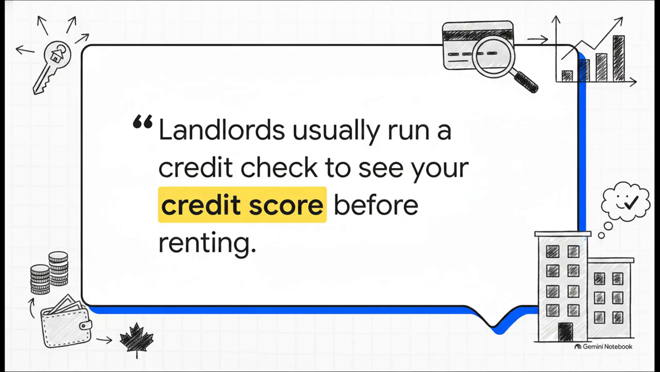They frequently embed the concept of a credit score not just in banking scenarios, but in reading passages about housing. For instance, a passage might say, landlords usually run a credit check to see your credit score before renting. You really have to understand that in Canada, this score isn't just for getting a shiny new credit card. Landlords actively use it to judge how reliable you are before they ever hand over the keys to an apartment.